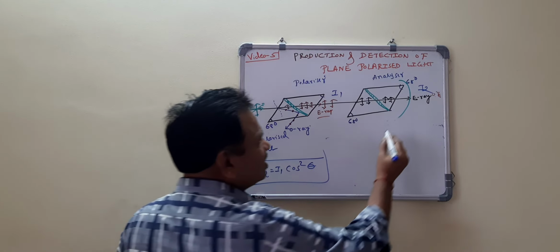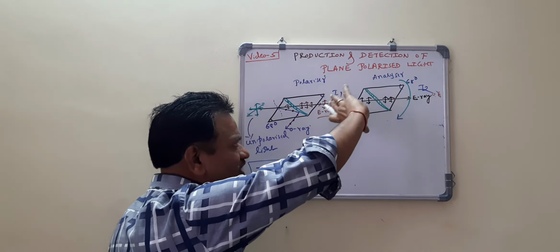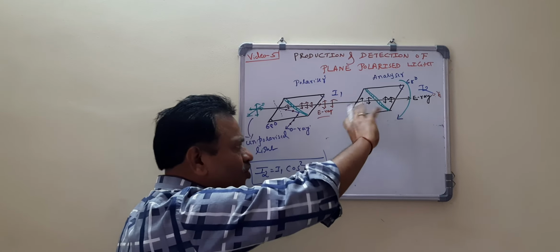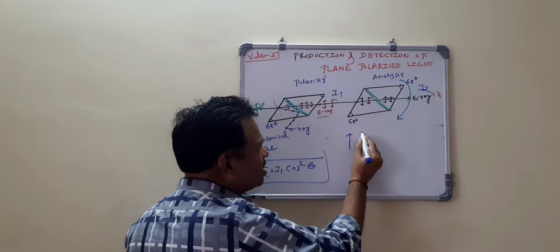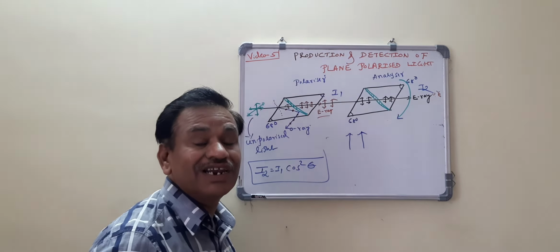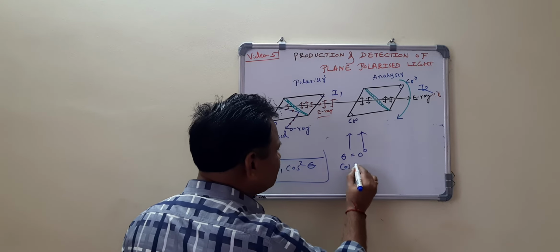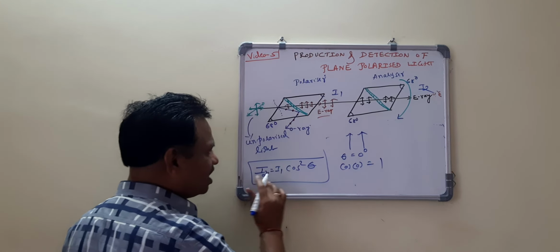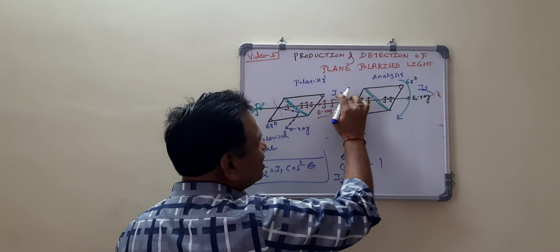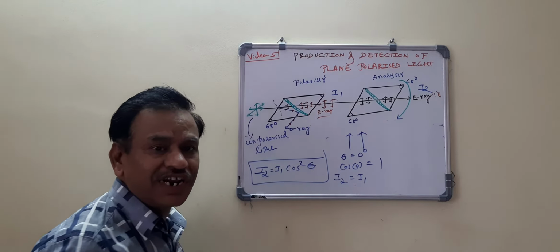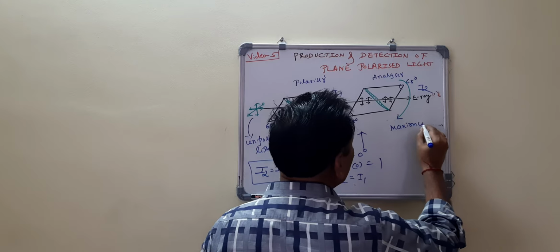Analyze this equation. Theta varies continuously, this angle varies, because you are rotating the analyzer. Initially, both principal sections, how are they? Parallel here. When they are parallel, theta equal to what? 0 degree. What is cos of 0? Cos of 0 equal to 1. Then I2 equal to I. Whatever intensity is there, the same intensity you are getting. So initially it is maximum.